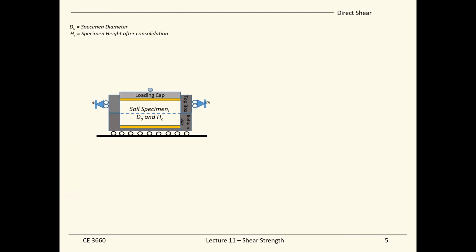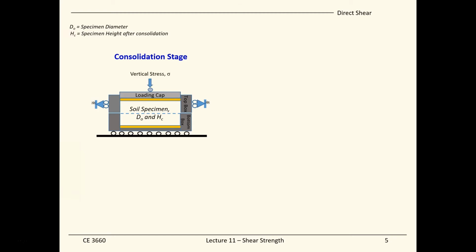Before we conduct the test, we can measure the size of the soil sample, the specimen diameter, and that gives us the area of the soil sample. And this test has two stages. The first stage is the consolidation stage. After you assemble your soil sample in the box properly, you apply a vertical stress.